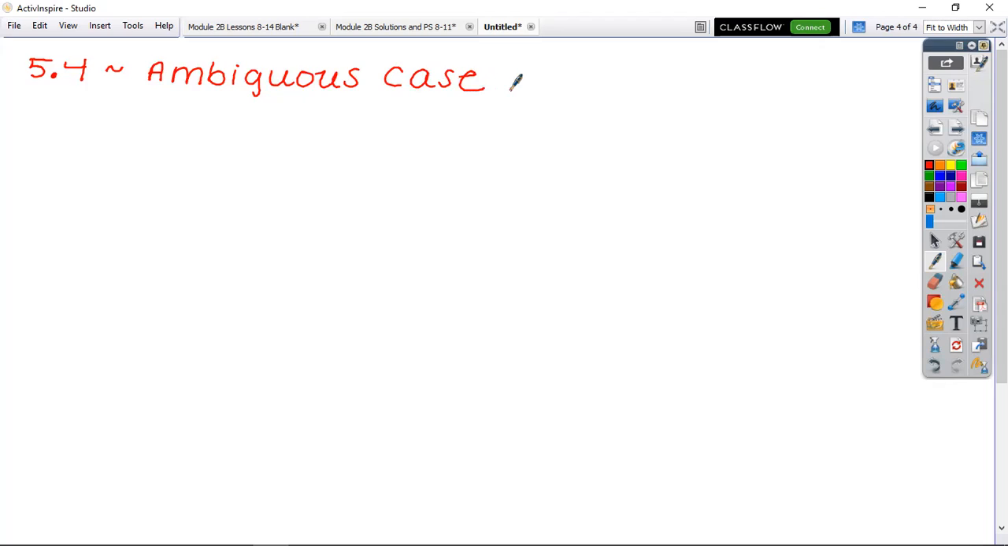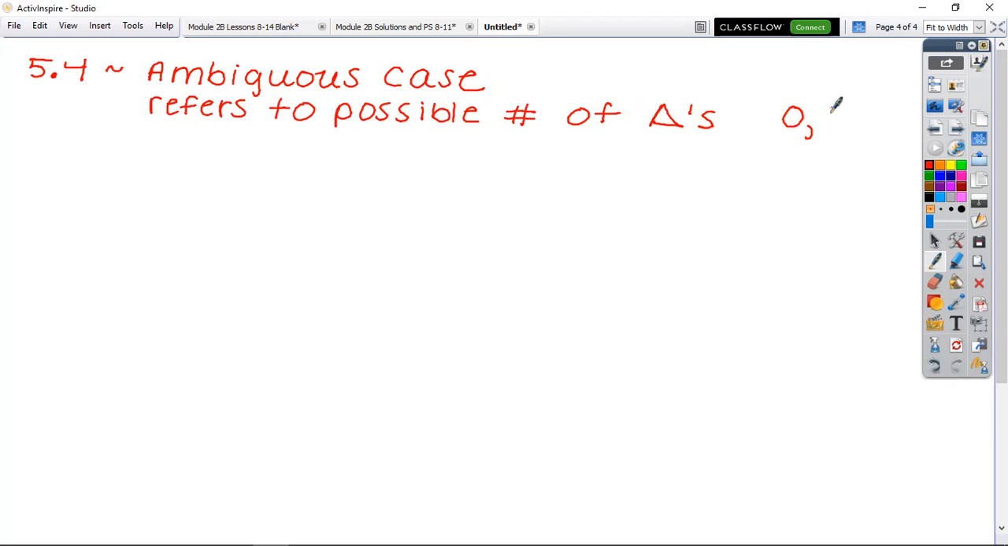Sometimes you're going to see today that you have 2 triangles possible or 1, and sometimes there is not a triangle possible at all, which you saw last Thursday. So this refers to the possible number of triangles. Again, it can be 0, it can be 1, and 2 at the most. You're going to use law of sines to figure out how many are possible.